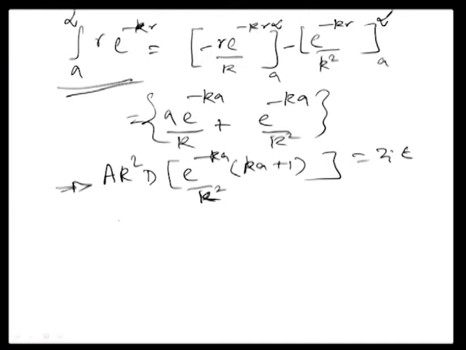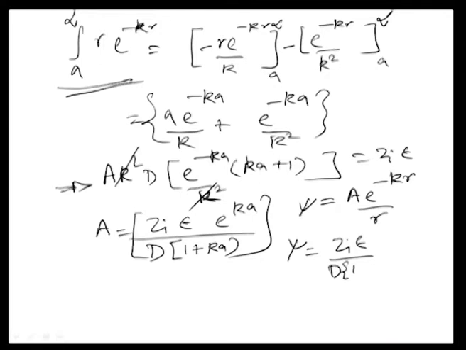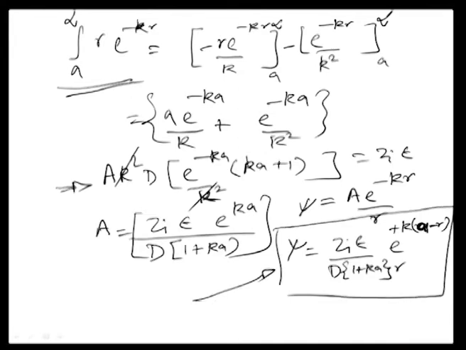Or in other words, as you already know, the potential function xi is a e to the power of minus k r by r, and a from here can be found out as k squared goes away. So, we are left with z i epsilon divided by d times 1 plus k a, times e to the power of k a, as a. And the potential function xi can be represented as z i epsilon by d times 1 plus k a, times e to the power of minus k, or let us say plus k a minus r, divided by r. Okay. So, that is how the potential function xi can be calculated.